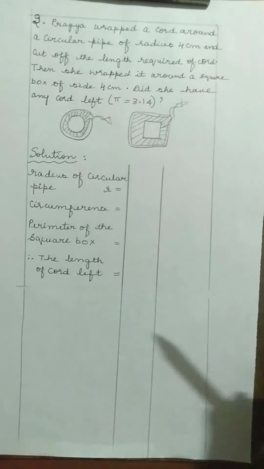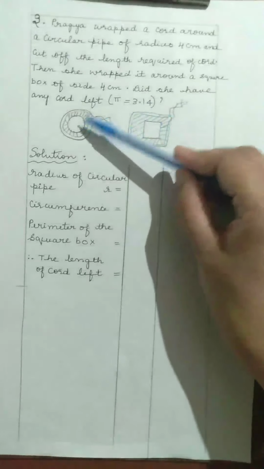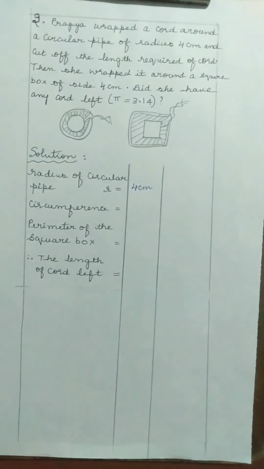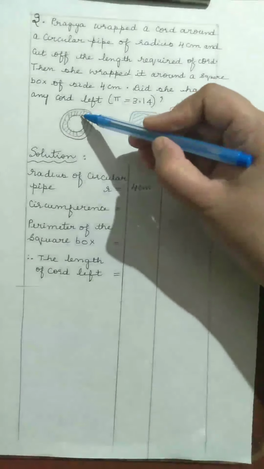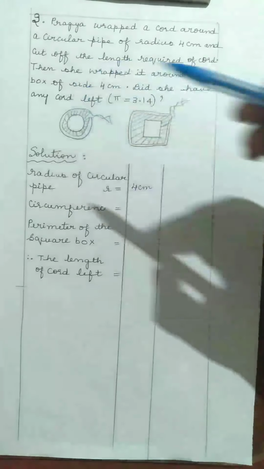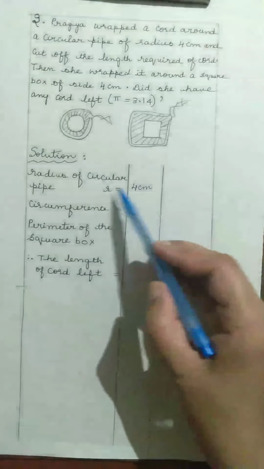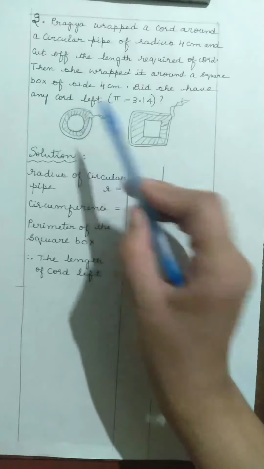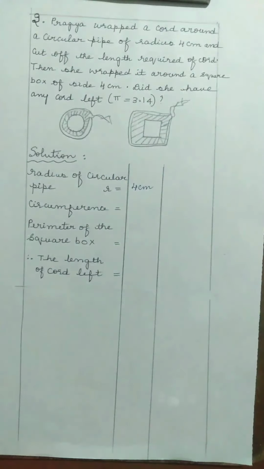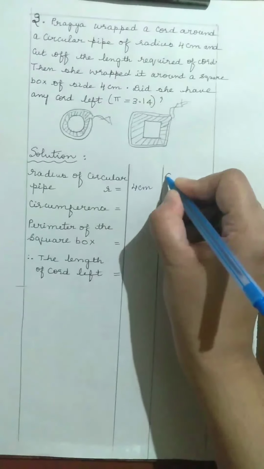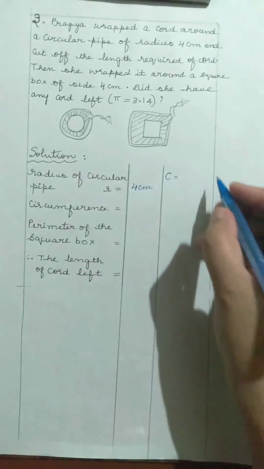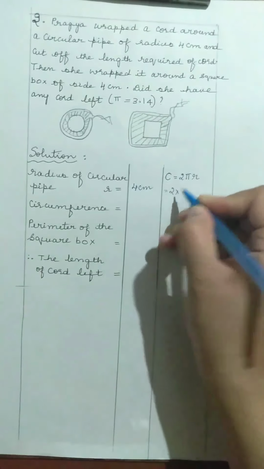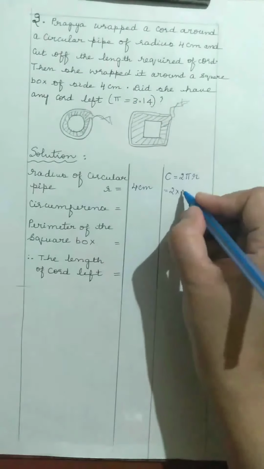So first, children, the radius of the circular pipe is given, that is equal to 4 centimeter. Now we need to find out the circumference of this circular pipe. Therefore, in order to find out the circumference, we have the formula C is equal to 2 pi r. So 2 into, we have to use the pi value, that is equal to 3.14.